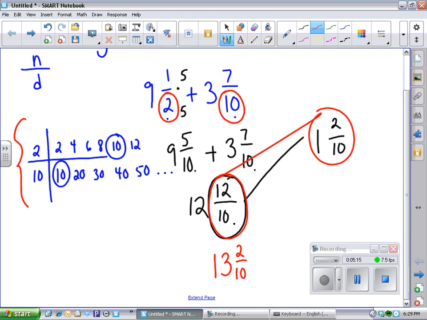Not bad. Of course, we can simplify that a little bit. 13 and 2/10 can be reduced to 13 and 1/5. You divide them both by 2. 2 divided by 2 is 1, 10 divided by 2 is 5.